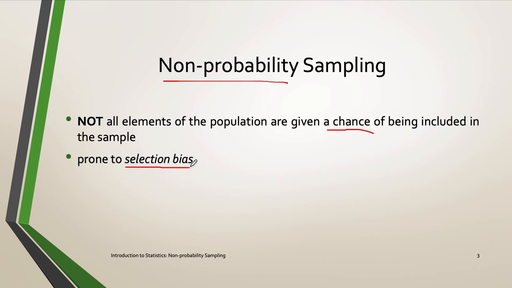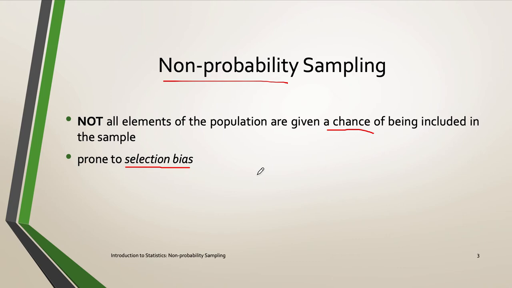It's very prone to selection bias, and there are some cases where non-probability sampling will be used, especially in some medical studies or such, but generalization of results is not assured or not guaranteed. And most of the time, or maybe all the time, inferential statistics cannot be used here because generalization is not assured.